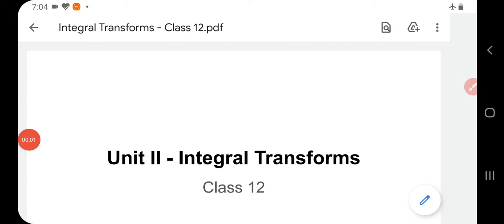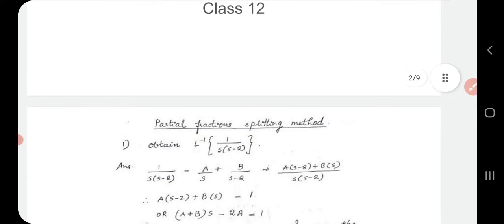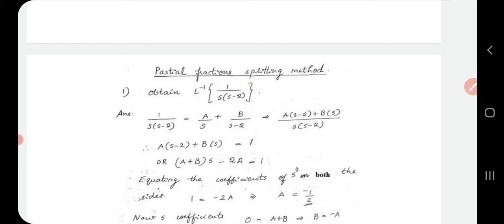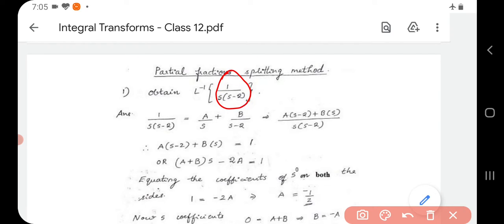Good morning. In today's session, we will learn about the partial fraction splitting method. You might have learned the partial fraction splitting method in your lower classes. If you know that, then this session will be very easy. See the question: you are asked to obtain the inverse Laplace transform of 1 by s(s minus 2). You have to do this using the partial fraction splitting method.